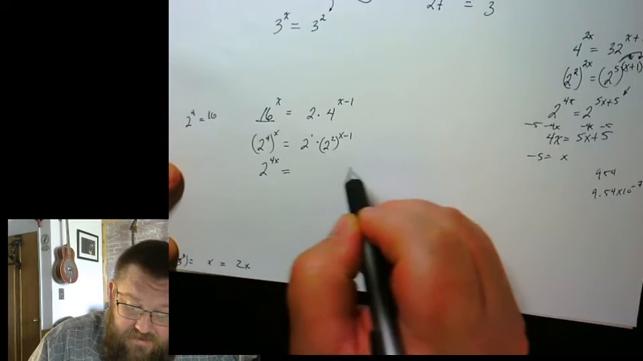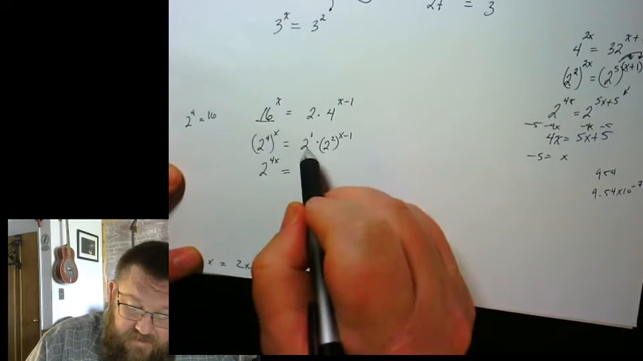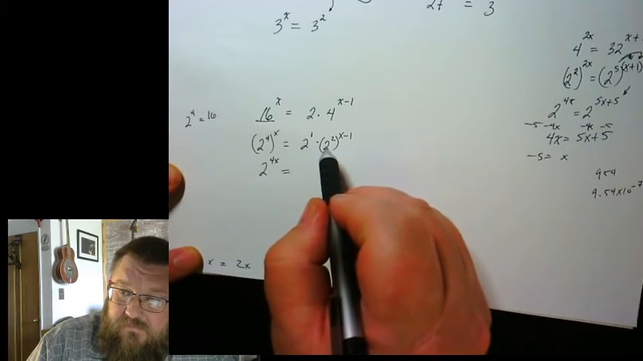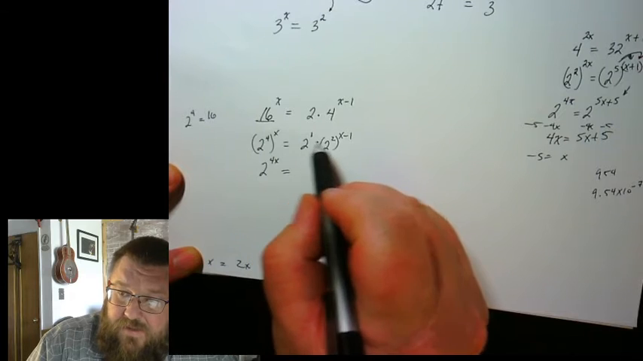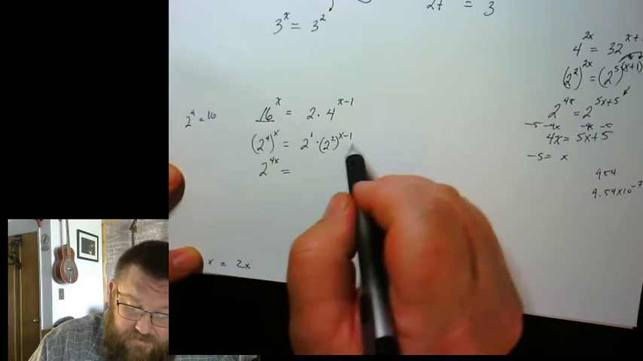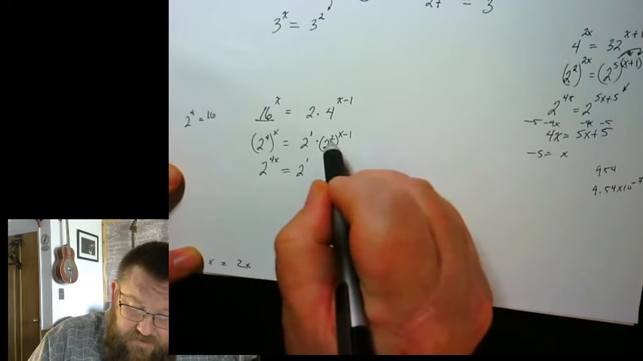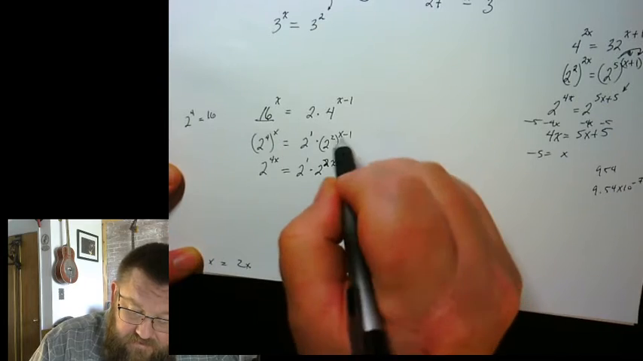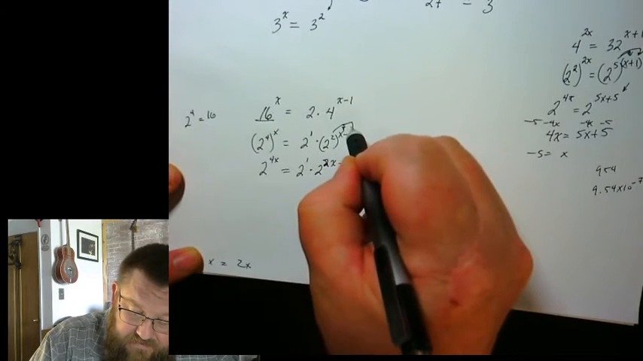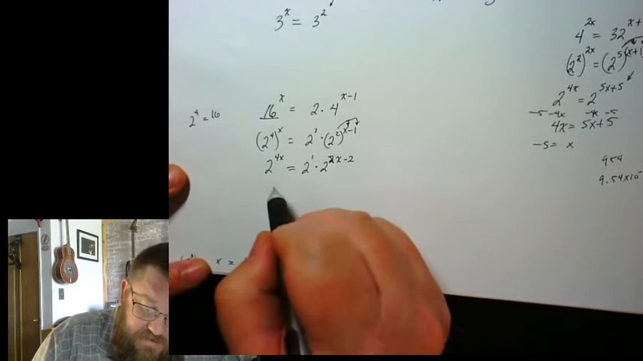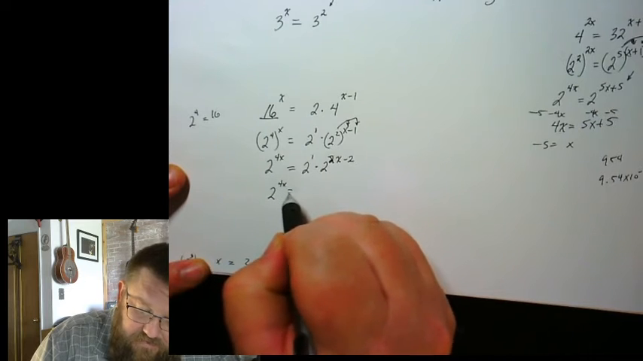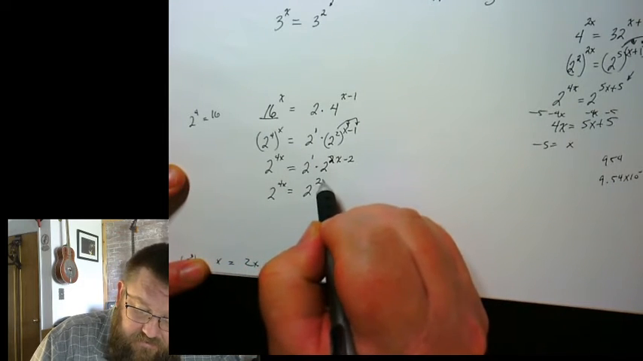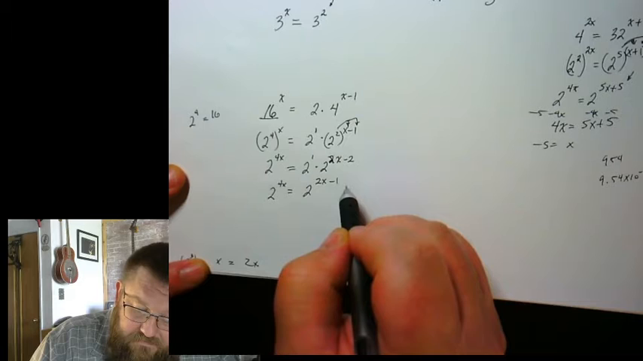I got that. Now check this out. Bases are the same. They're both 2. And we're multiplying, so that means we can add those exponents. But first, I got to take care of this. 2x minus 2. You see that 2 I have to distribute to everything in there. Now I can add those together. So I got 2 to the 4x equals 2 to the 2x minus 1.